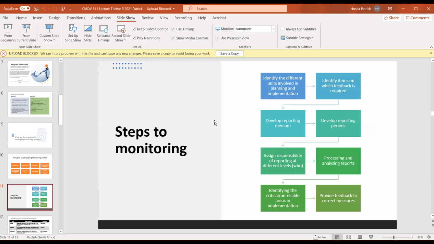So now, the first thing to do is to identify the different units involved in planning and implementation. Remember, we talk about your monitoring system needing to be demand driven. So first you identify what? The different units that are involved, right? In planning and implementation, you have to identify the units involved. What are the departments? What are the personnel? What are the sections involved in your project? So there has to be an identification of that.